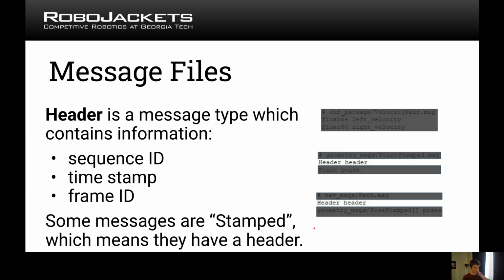Okay, so let's go over this in a little more detail. We saw these headers that were very important in a lot of the messages that we just looked at. In general, the convention is that any message that has a header is going to be called stamped. Like point stamped here, or path, which isn't necessarily stamped, but we just assume that all paths have a stamp associated with them. These contain sequence ID, timestamp, and frame ID. Sequence ID is just an incrementing count that goes up each message. Timestamp is just the current time when you send the message. And frame ID is a string representing which frame of reference you're in.